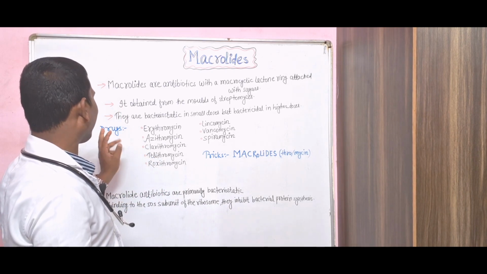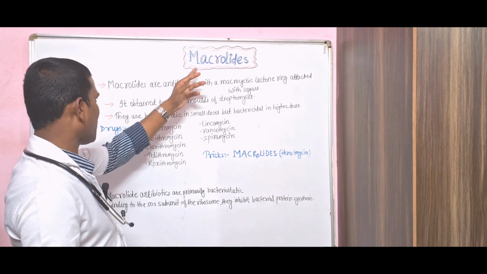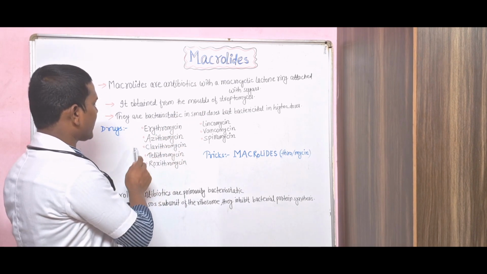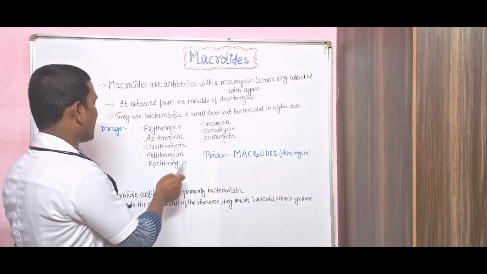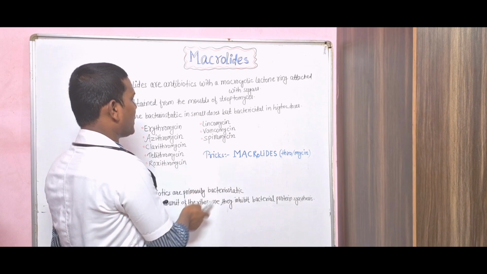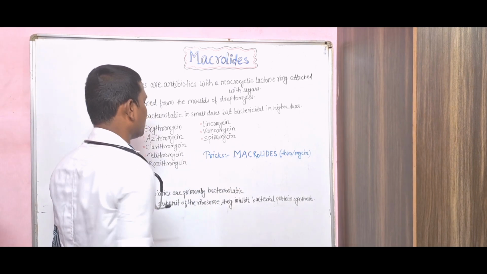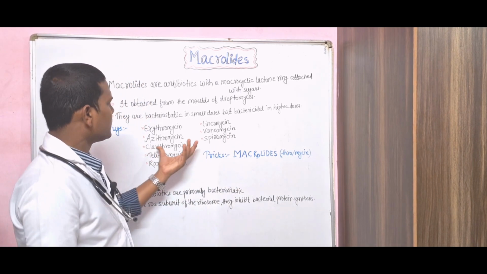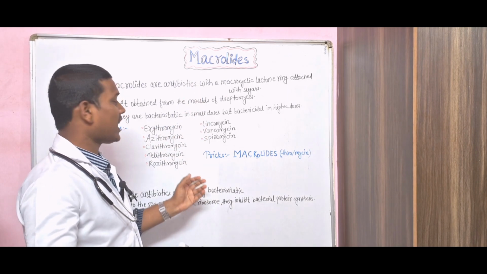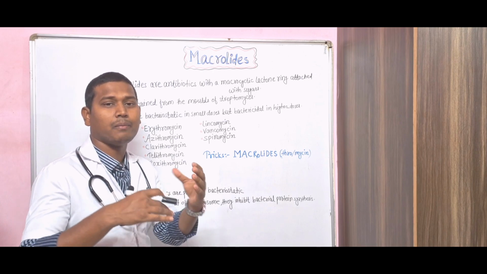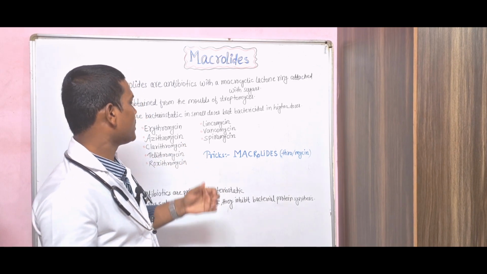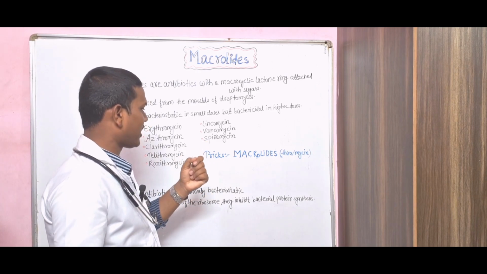Now we will see the drugs which belong to the macrolides: erythromycin, azithromycin, clarithromycin, telithromycin, roxithromycin, lincomycin, vancomycin, and spiramycin. These are the antibiotics which belong to the macrolides. But how will we memorize them for a long time? Now we will see one trick.